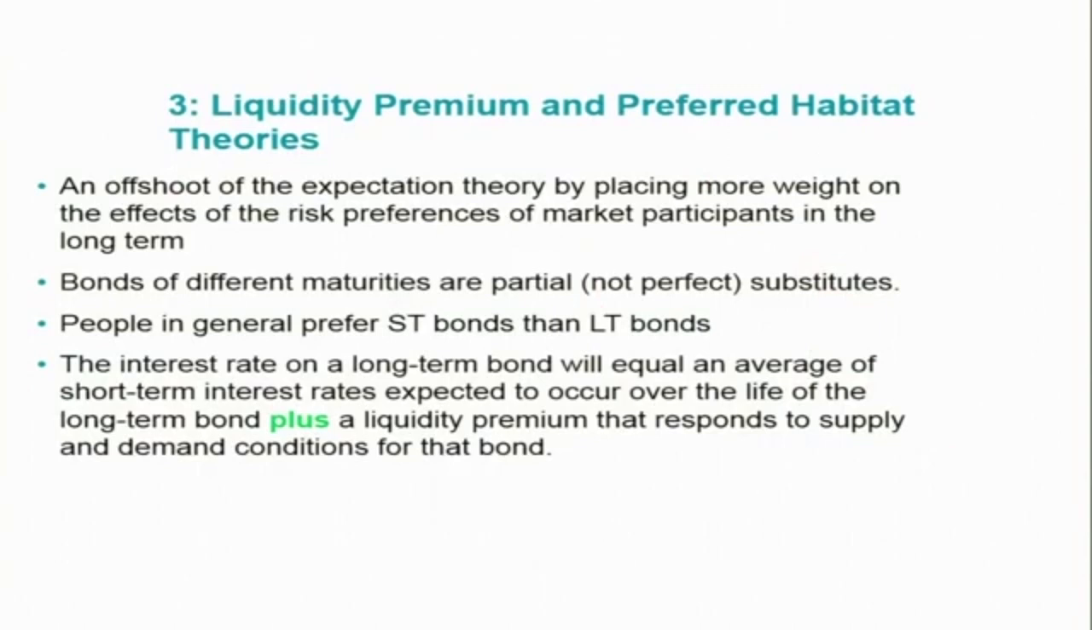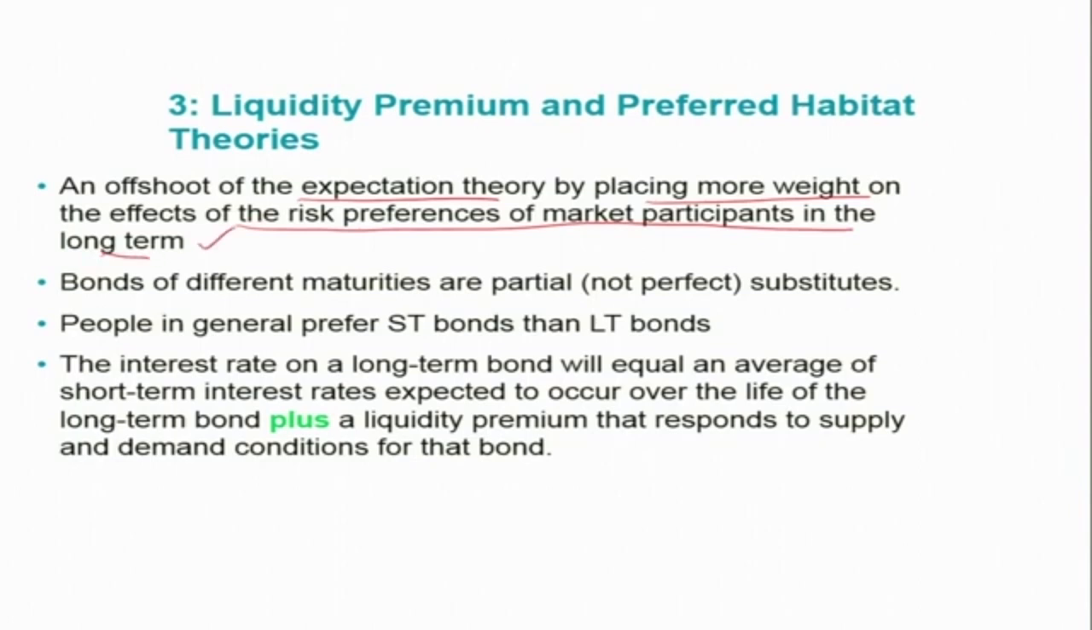Then another set of theories was also developed to explain the three facts. This is called the liquidity premium and preferred habitat theories. This is an offshoot of the expectation theory. In order to explain this theory, we look into the expectation theory, and we place more weight on the effects of risk preference of market participants in the long term.